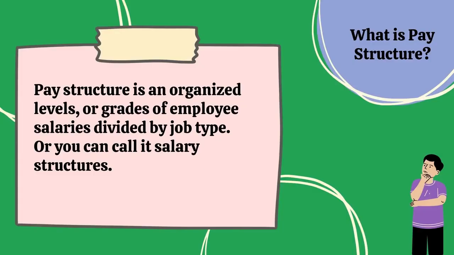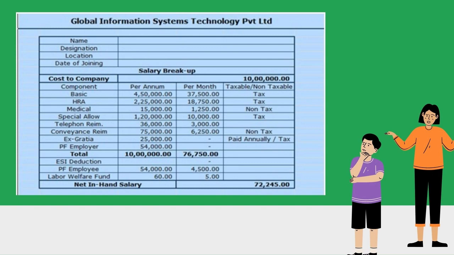Firstly, I'm going to explain what pay structure is. Pay structure is an organized set of levels or grades of employee salaries divided by job type, or you can call it salary structures. And these are examples of the pay structure, as you can see in the slide.